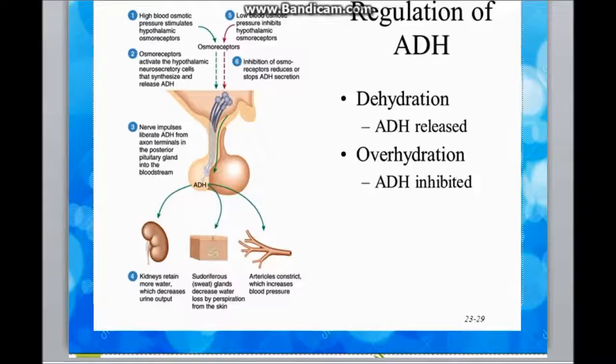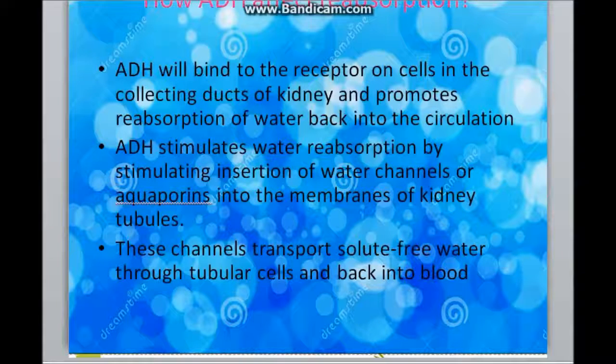blood pressure. When overhydration occurs, ADH will be inhibited. The low blood osmotic pressure will inhibit the hypothalamic osmoreceptors, and the inhibition of osmoreceptors will reduce or stop the ADH secretion. How can ADH affect the reabsorption?